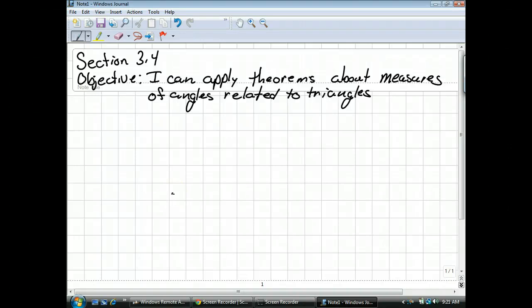Section 3.4, Objective. I can apply theorems about measures of angles related to triangles. So first of all, the definition of a triangle.